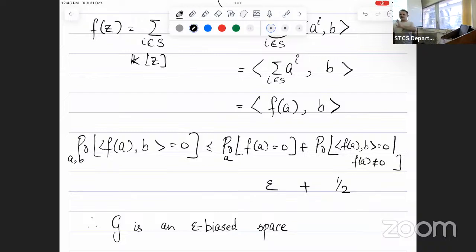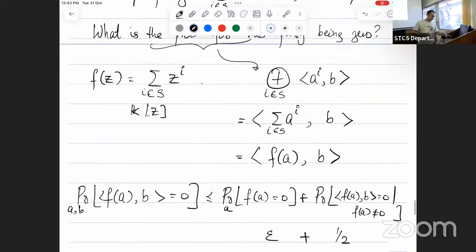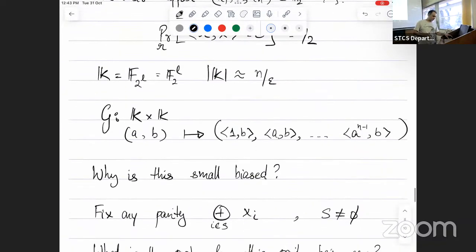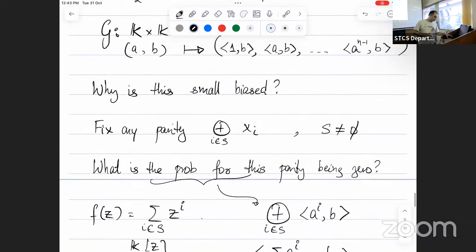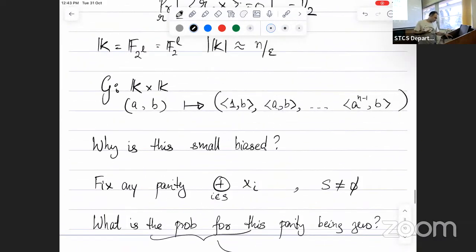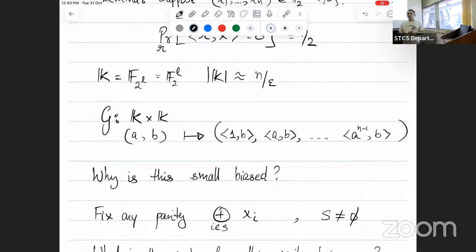Okay, maybe I went through this part a little quickly, but I would argue this works against degree n polynomials, degree n minus 1 or whatever. And that's why I chose K to be equal to n over epsilon. So the L is like log of n over epsilon.